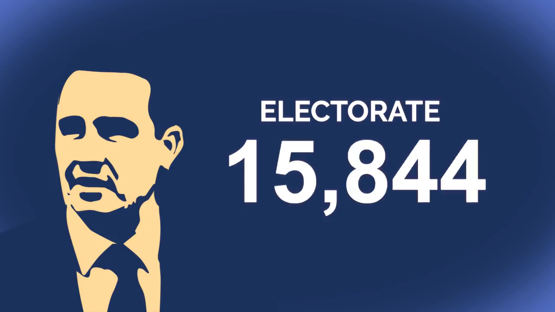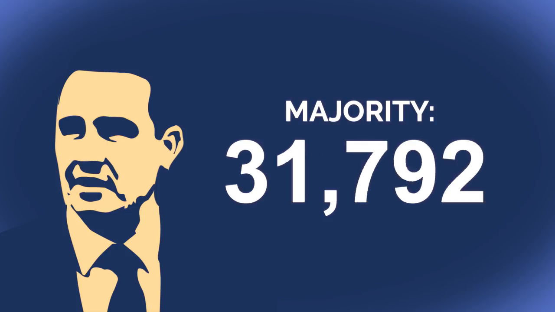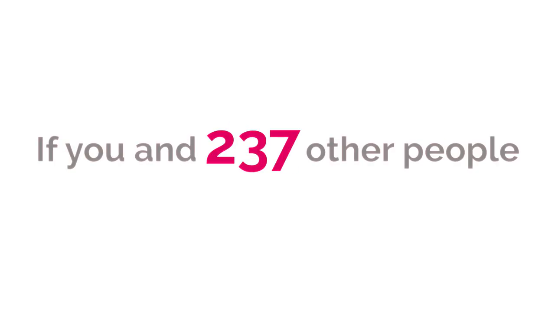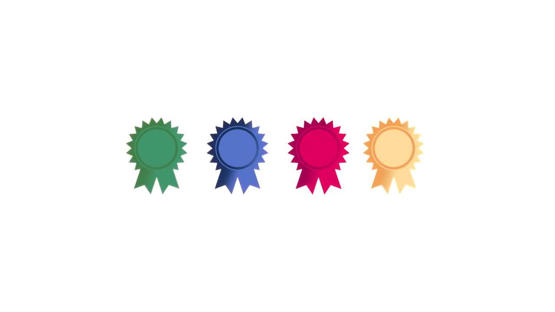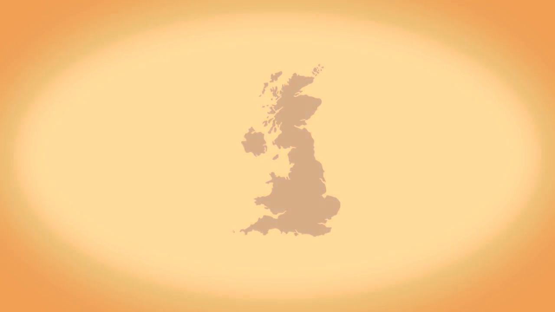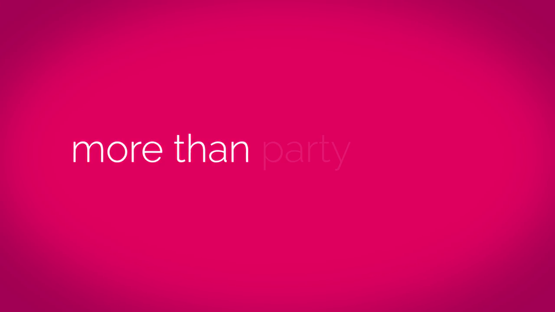For instance, the extreme Brexiteer MP James Davies has a majority of just 237 votes in the Vale of Clwyd constituency. You probably have more Facebook friends than that. If you and 237 other people had voted for the candidate most likely to beat him, we'd have elected another MP supporting the best deal for Britain and making our voice heard. This is about more than party politics. It's about voting to stop an extreme Brexit.